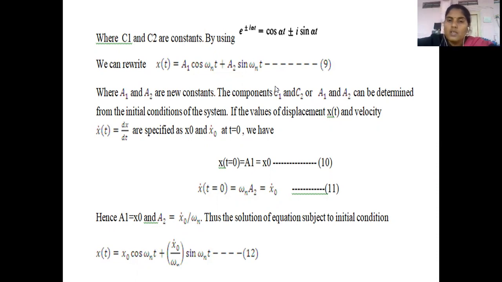The components C1 and C2 are A1 and A2. A1 and A2 can be determined from the initial conditions of the system.